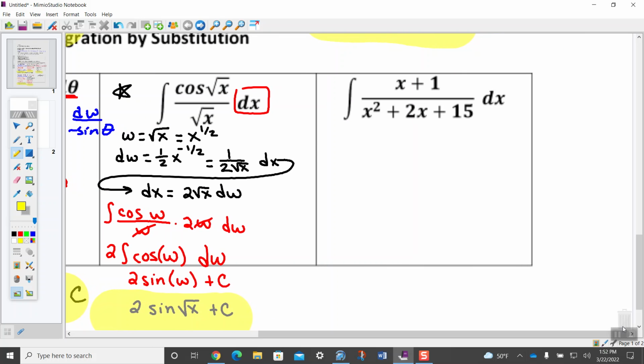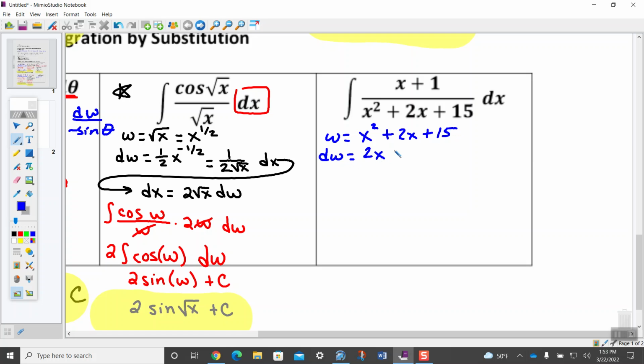sometimes rules won't apply. Like this one was a rules didn't apply one here, okay? Numerator and denominator possess the higher power. In something like this, you would take probably your whole denominator and let that be w. So I'm going to let the denominator of this quadratic function be w. So we're going to call w equal to x squared plus 2x plus 15. Okay? So you guys quickly tell me, what's dw going to equal?